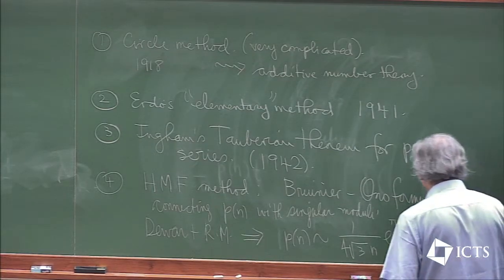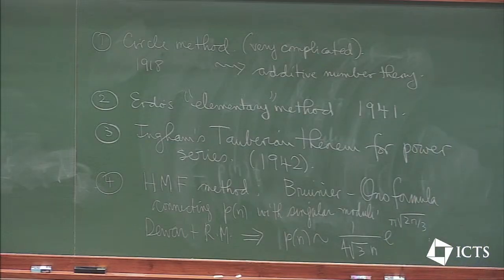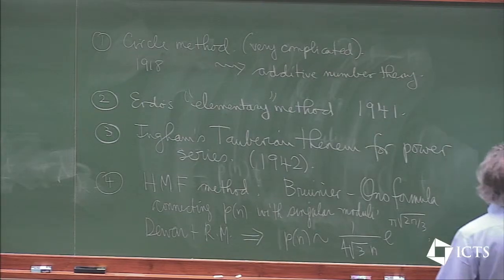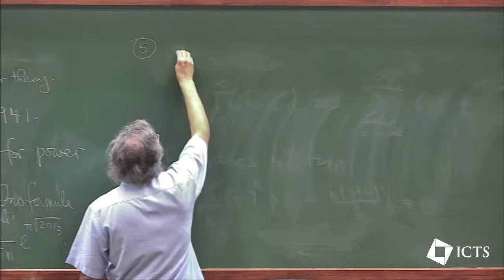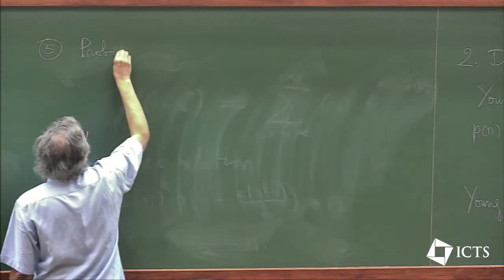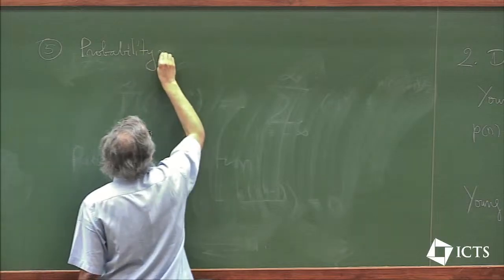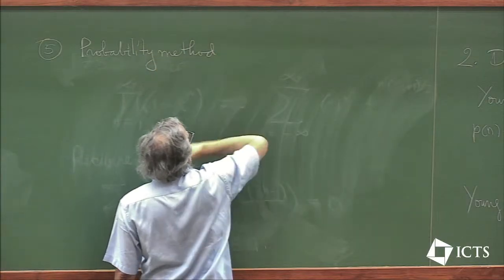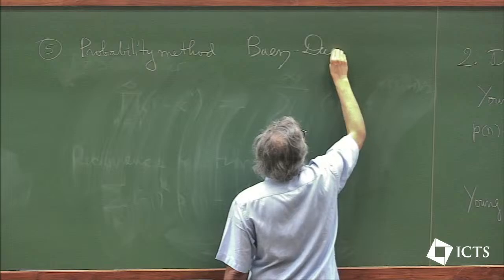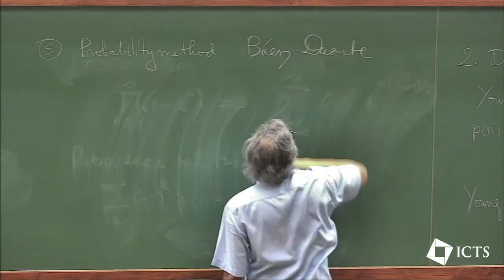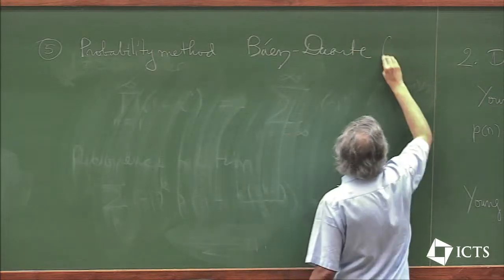Then the thing I'd like to discuss today, maybe with this being a conference on harmonic Maass forms, I will make some comments about that method. But the fifth method, which I also want to talk about today, is a probability method. This was discovered by the Venezuelan mathematician Baez-Duarte around 1990 or thereabouts.